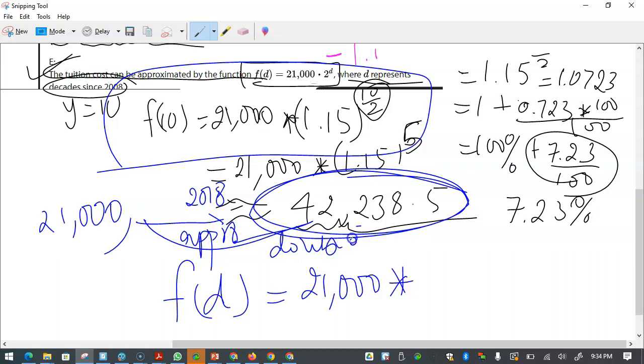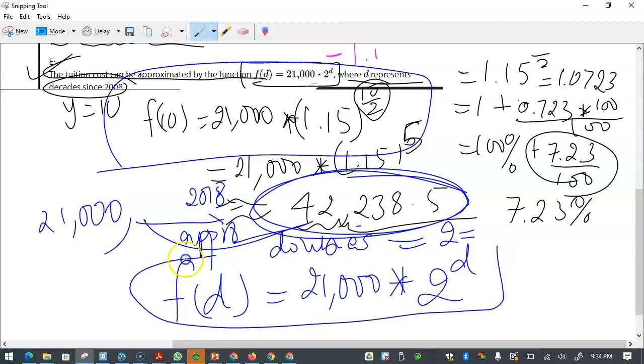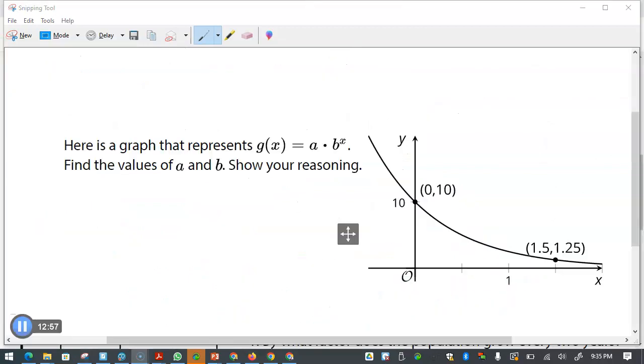Now when you talk about doubles, that's like 2. So the b will be 2, so it is 2 raised to d. So that's the modeling of every 10 years. So hope that helps. Let's go to the next.